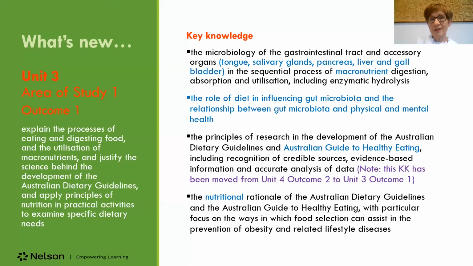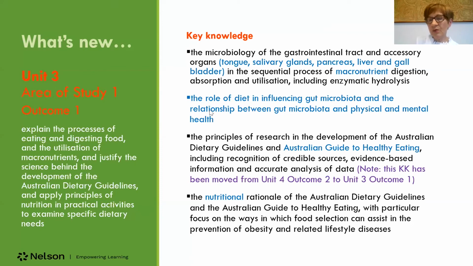Next slide, please, Susanna. In Unit 3, Area of Study 1, we've provided significant information about the accessory organs that are related to the digestion of food. So there will be significant information in the text about the role of the tongue, the saliva glands, pancreas, etc., in the process of digestion. So students can feel confident that that's been well covered.